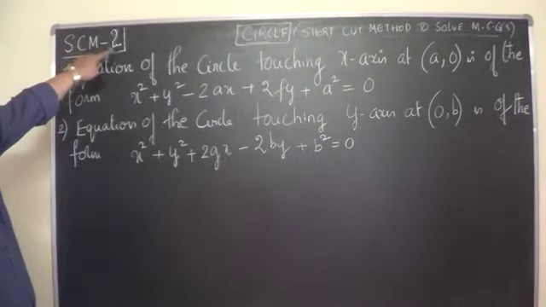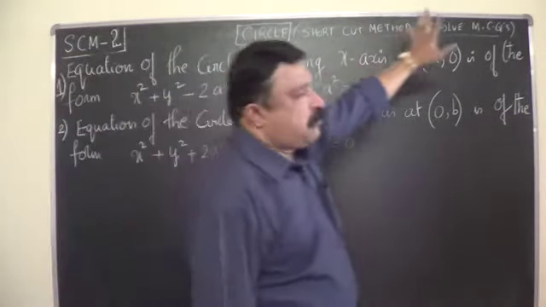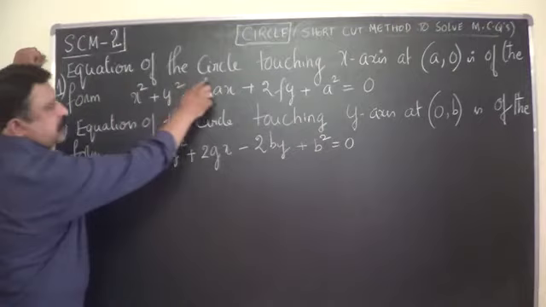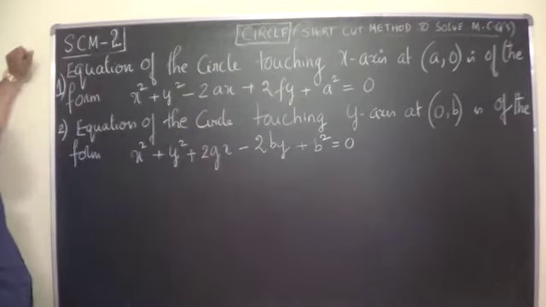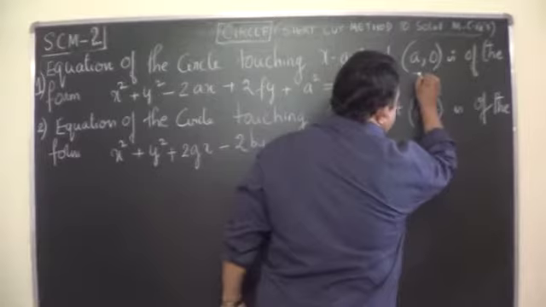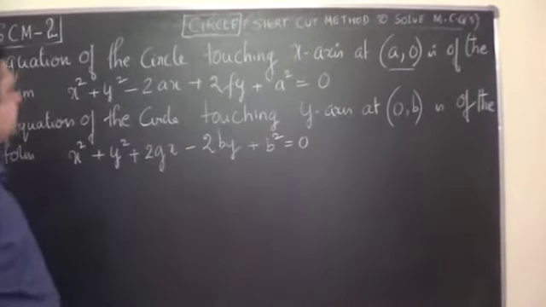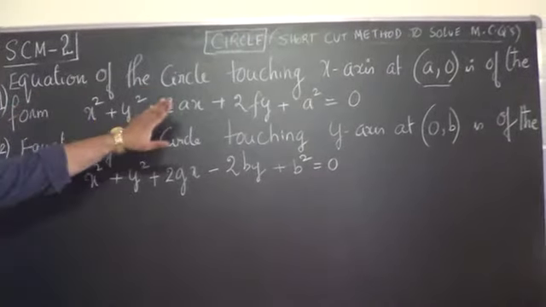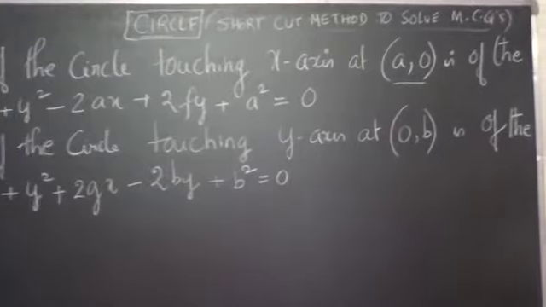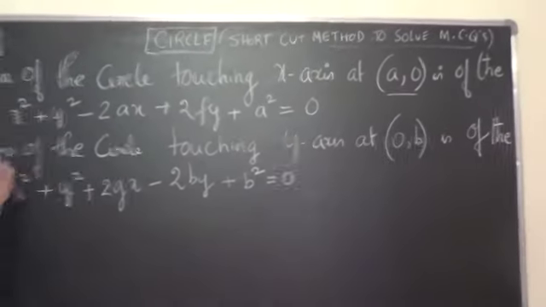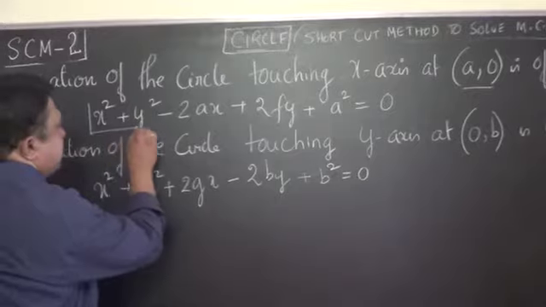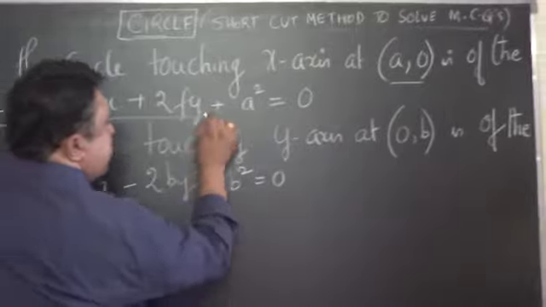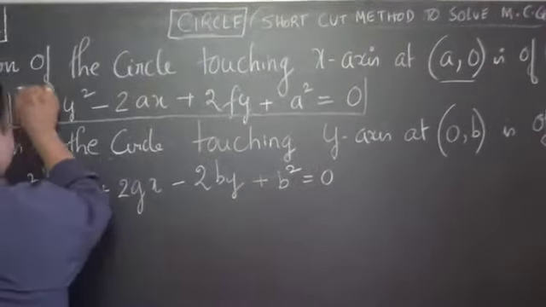So, shortcut method 2 about circles to solve MCQs. Now let's see how to find the equation of the circle which is touching the x-axis at the point a comma 0. The shortcut note says that the equation of such a circle which touches the x-axis at a comma 0 is always of the form x square plus y square minus 2ax plus 2fy plus a square is equal to 0.